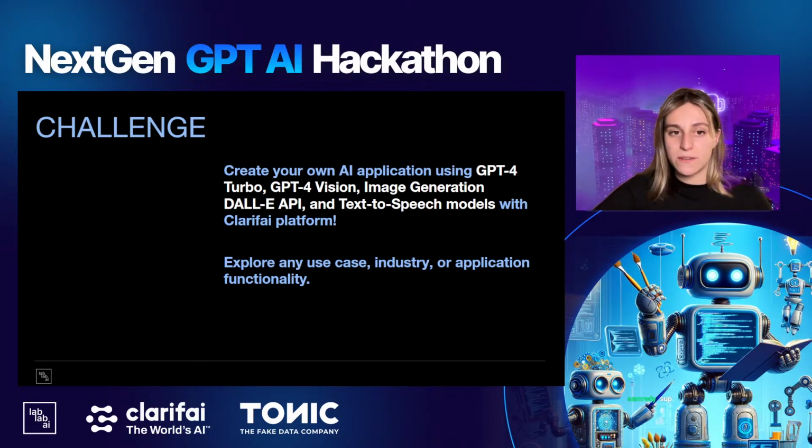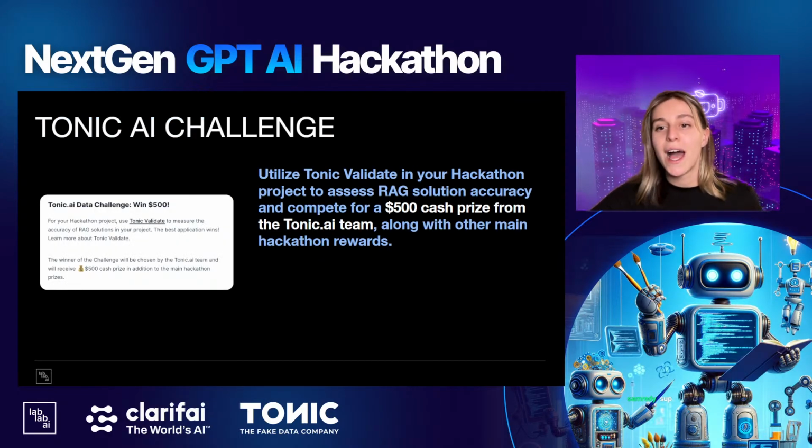And also we have one more specific challenge for this hackathon, which is a challenge from one of our partners, Tonic AI. This challenge has its own prize and it's about one of the products of Tonic, which is Tonic Validate. So those that will be using Tonic Validate in their projects to assess RAG solutions accuracy, as you see now on the screen, will be eligible to take part in this challenge, and then the best one will win $500 in cash prize in addition to your main hackathon prize. So make sure you check out all the materials we left for you on our event page, and you'll be able to take part in this challenge too.